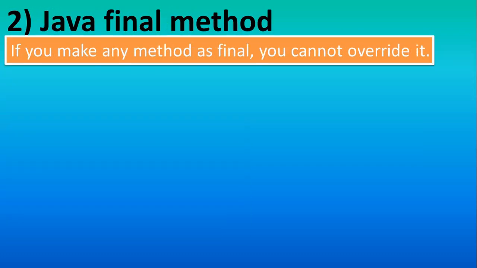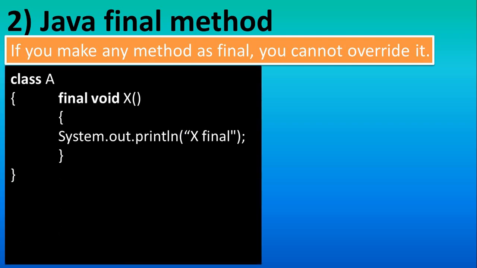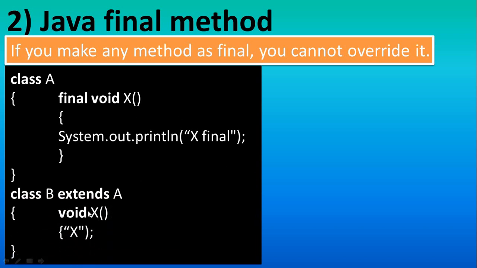Next one is final method. If you make any method final, you cannot override it. In the previous tutorial you have seen the override concept. Suppose you are taking one class and you are using final keyword before the method. So that is what a final method is. It starts with the final keyword which is followed by the declaration of method. So here whatever the code is there you can write, no problem. But if you take the derived class, you cannot override the same method. If you override, you get the compile time error.